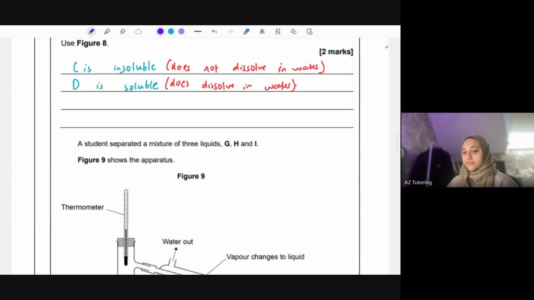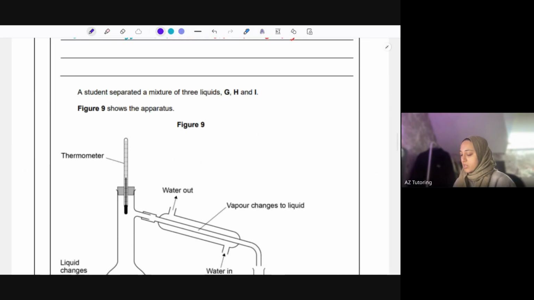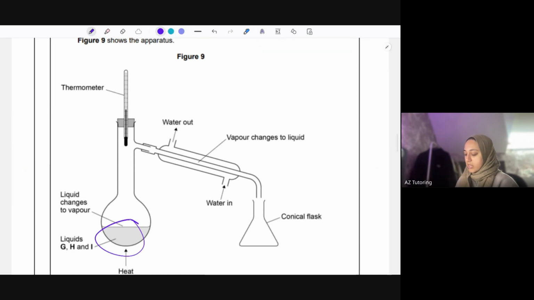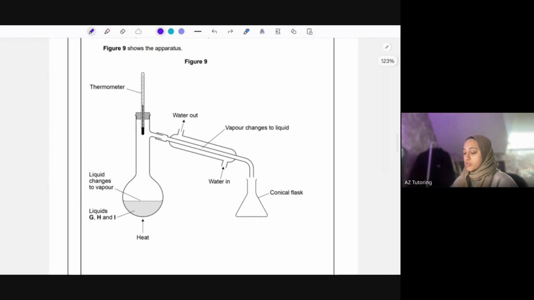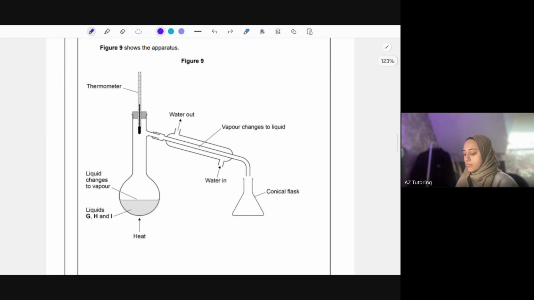Okay, moving on. A student separated a mixture of 3 liquids, G, H, and I. So G, H, and I is all in there. You should recognize this as distillation. They've added heat, and then that's going to change the liquid to a vapor, as it says there. So it changes to a gas.